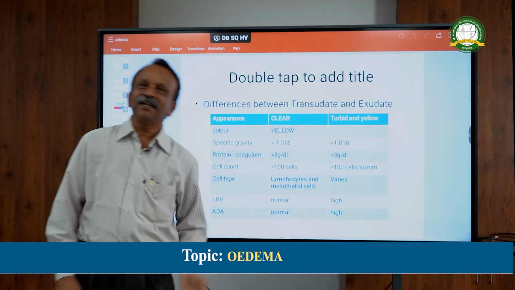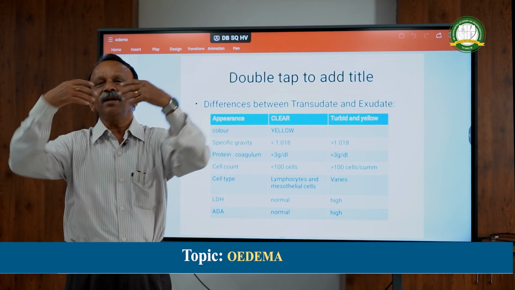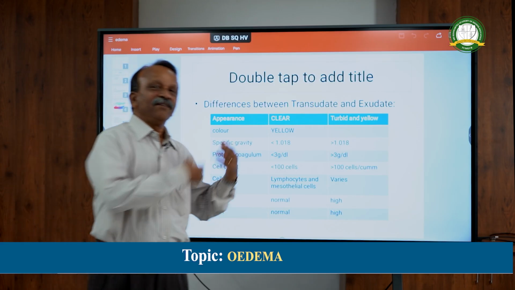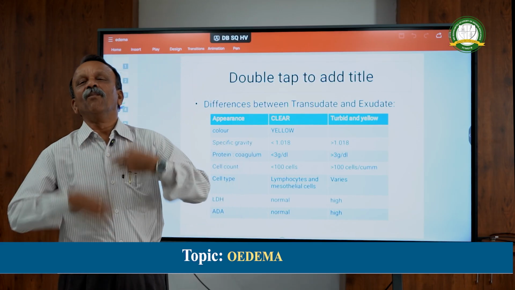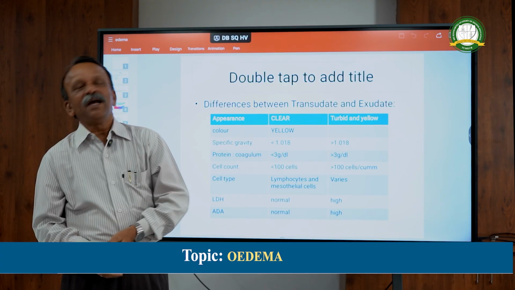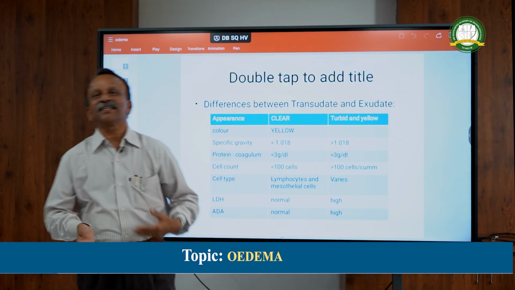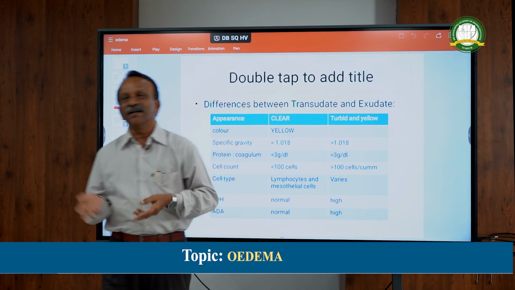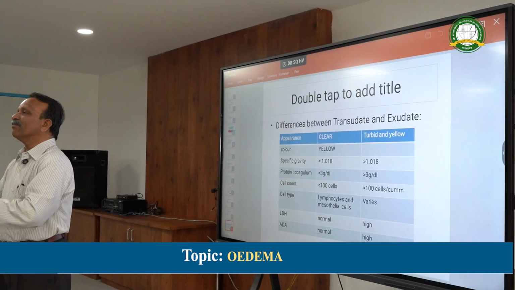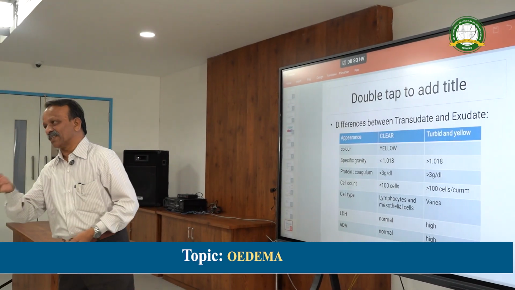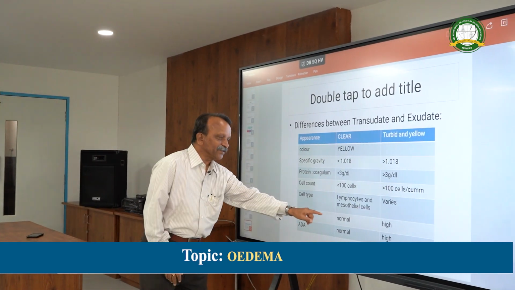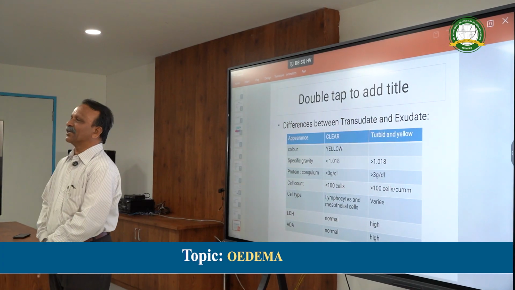If it is bacterial effusion, we see more number of neutrophils. And if it is tuberculous effusion, more number of lymphocytes. And if it is due to the cancerous condition, malignancy, then we see more number of malignant cells, cancerous cells in the fluid. Then coming to the LDH, that is lactic dehydrogenase.